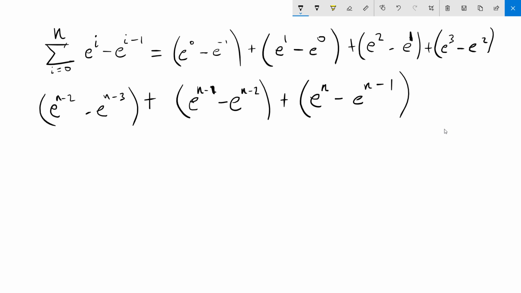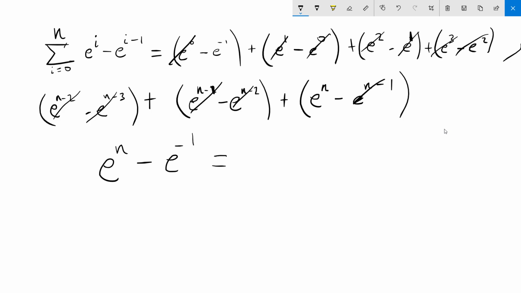Okay, so now we've got to see which terms cancel. Well, e to the 0's clearly cancel, right? e to the 1's clearly cancel. e to the 2's clearly cancel. e to the 3's clearly cancel. e to the n minus 2's clearly cancel. e to the n minus 3's clearly cancel. Oops, I canceled the wrong e. Well, that's an n minus 1, but it's also going to cancel with this n minus 1, so it doesn't matter. So it looks like what we're left over with is just e to the n minus e to the minus 1, which is another way of saying e to the n minus 1 over e. Right, and that's it. There's nothing too complicated about this.